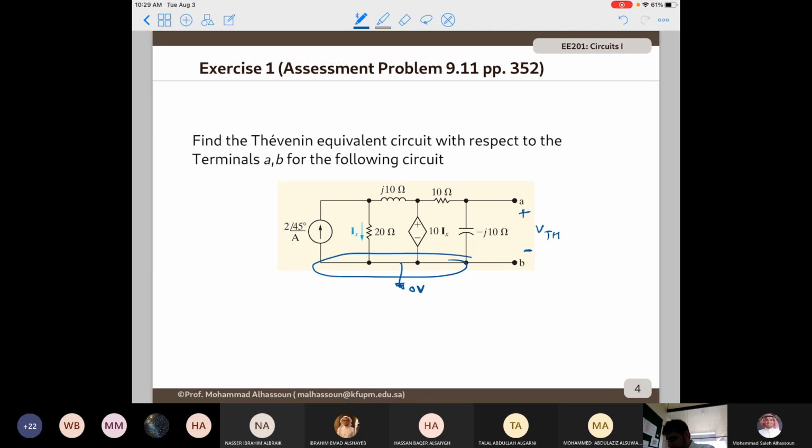If this is the reference point, this one is V1. Again, this is in the phasor domain. We know the voltage here: it's going to be 10 multiplied by Ix. And V Thevenin is related to this voltage by voltage division. So V Thevenin is going to be minus j10 over 10 minus j10, multiplied by 10 Ix. Ix is also V1 divided by 20.